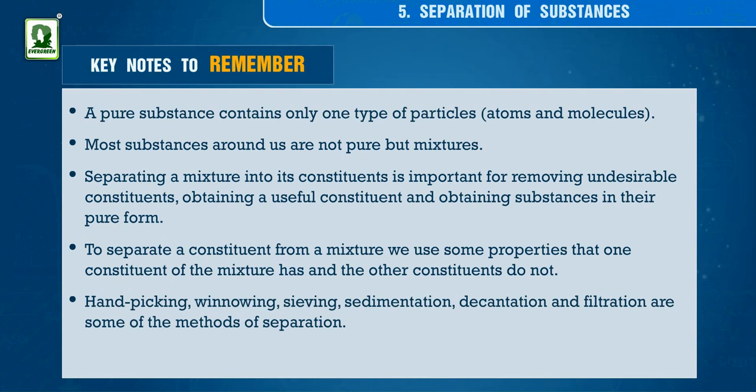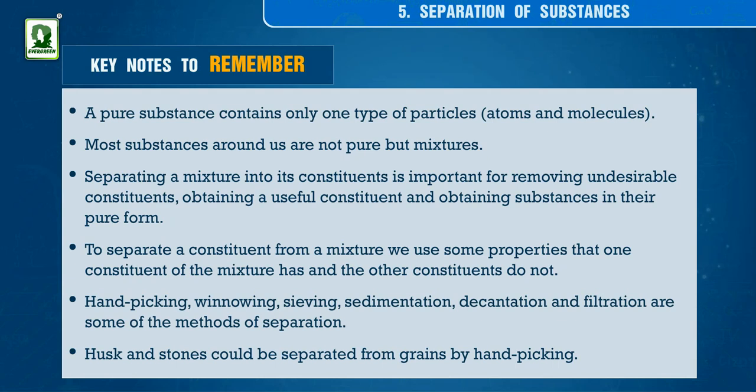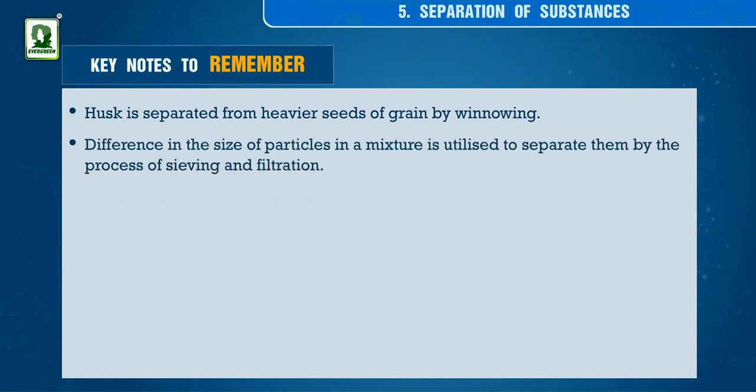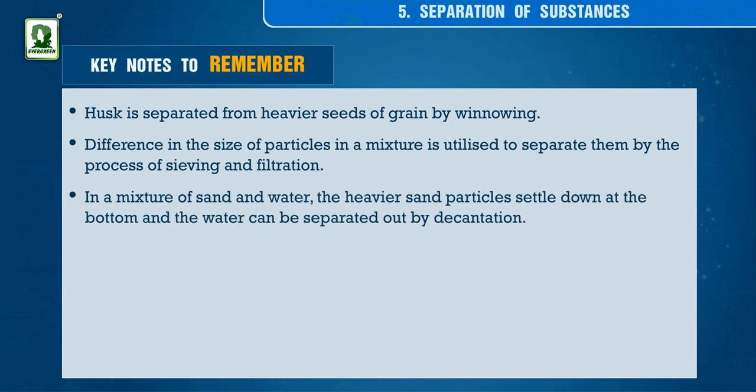Handpicking, winnowing, sieving, sedimentation, decantation, and filtration are some of the methods of separation. Husk and stones could be separated from grains by handpicking. Husk is separated from heavier seeds of grain by winnowing. Difference in the size of particles in a mixture is utilized to separate them by the process of sieving and filtration. In a mixture of sand and water, the heavier sand particles settle down at the bottom and water can be separated out by decantation.